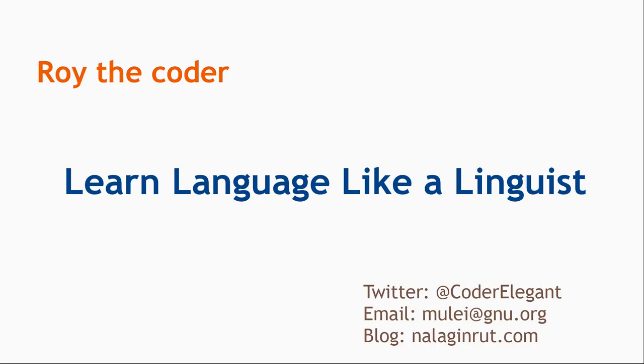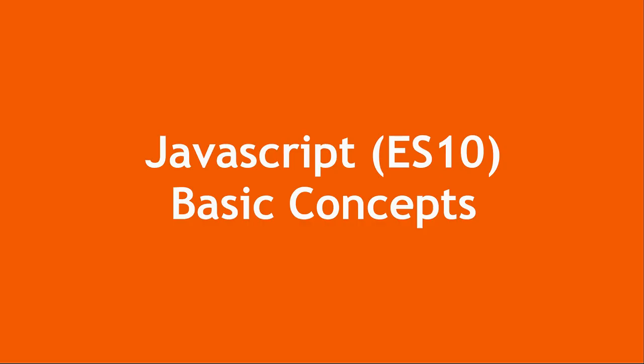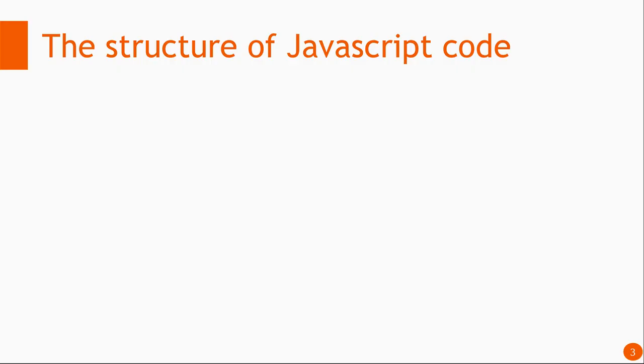I am Roy. In this video, we're going to discuss some basic concepts around JavaScript ES10. Let's begin with the structure of JavaScript code. Usually, we have two ways to program with JavaScript: script and module. You may use script mode as an executable file, and the module means this file can be imported by another module. So you can isolate your namespace and make your code reusable.